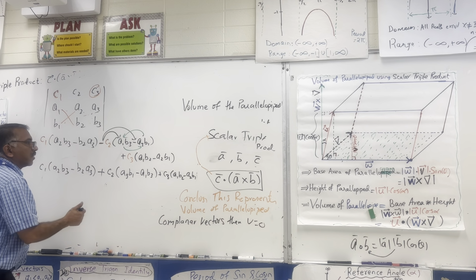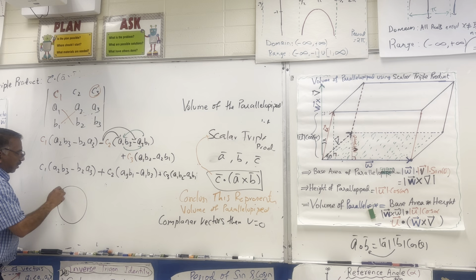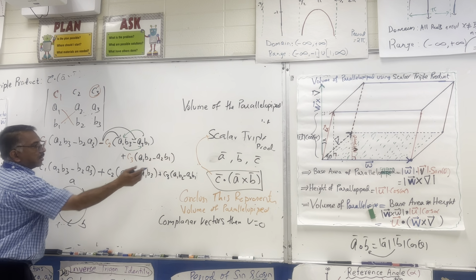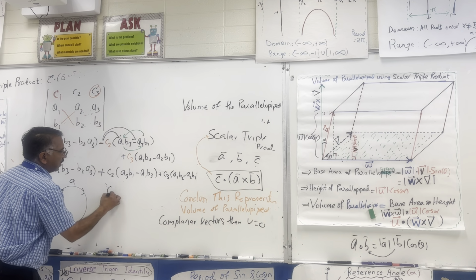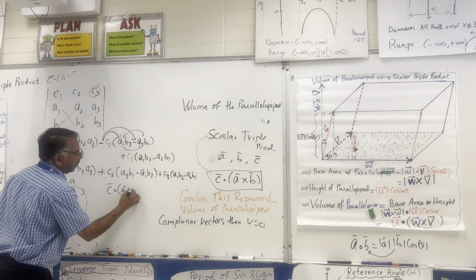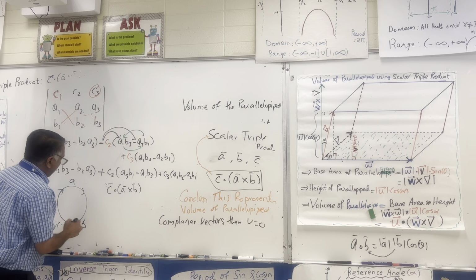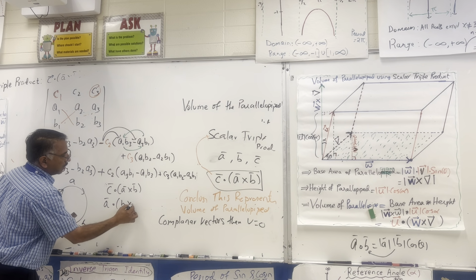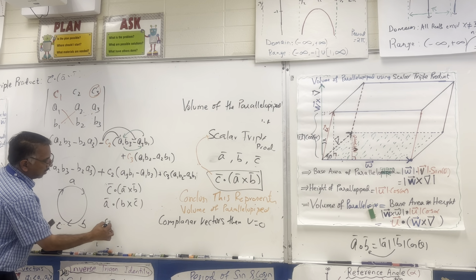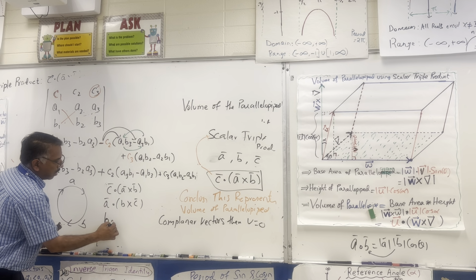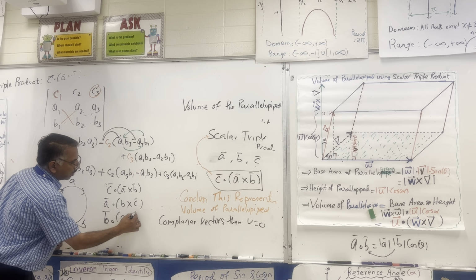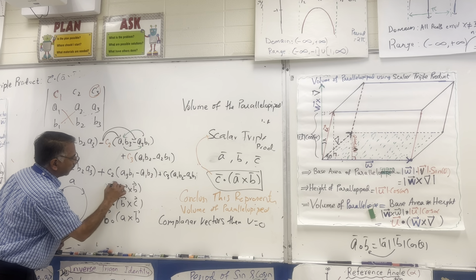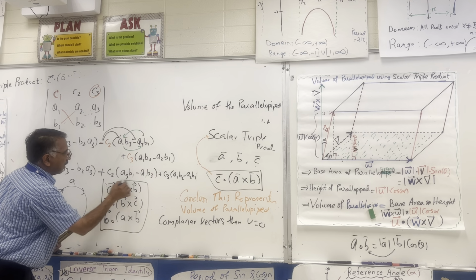One more thing you have to know is the cycle. If you do A, B and C, so C bar dot A cross B is the same as starting with A after C, so you can write A dot B cross C, or you can write B dot C cross A. All these mean the same thing.